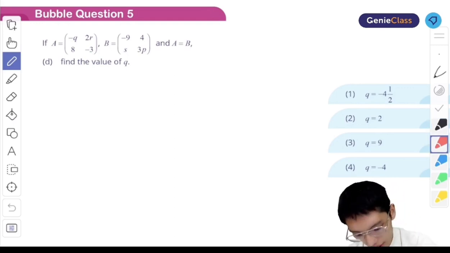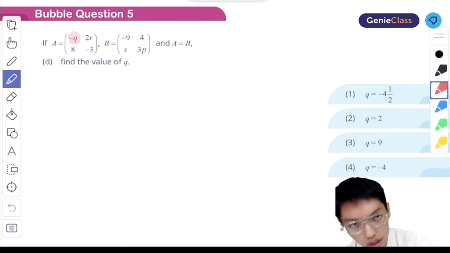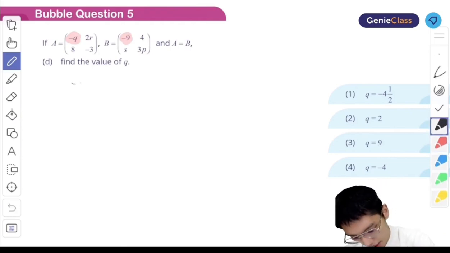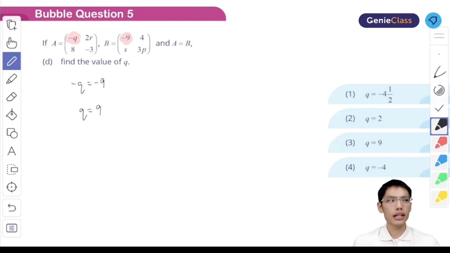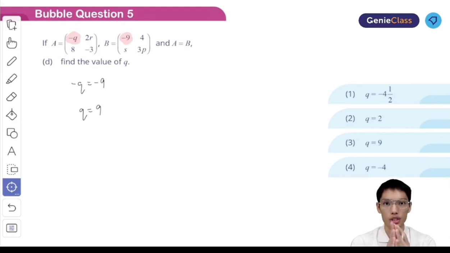Take note, when we talk about equal, the position has to be equal. So minus Q and minus 9. Therefore, we have minus Q equals minus 9 and Q equals 9. Moral of the story: when we talk about equal elements, we talk about the corresponding position element. The position has to be equal. In this case, top left equals top left. The corresponding positions of the elements have to be equal. That's one thing to take note.